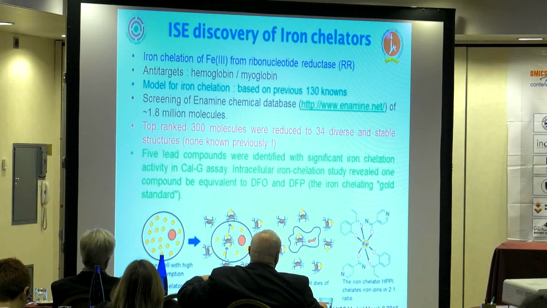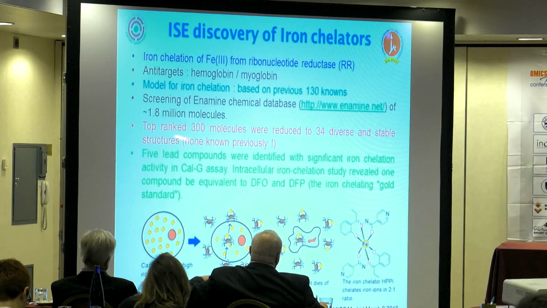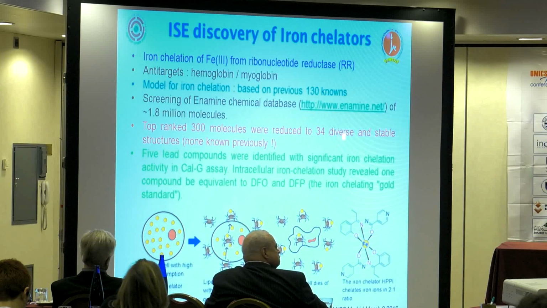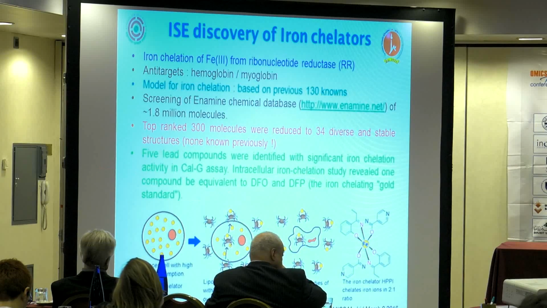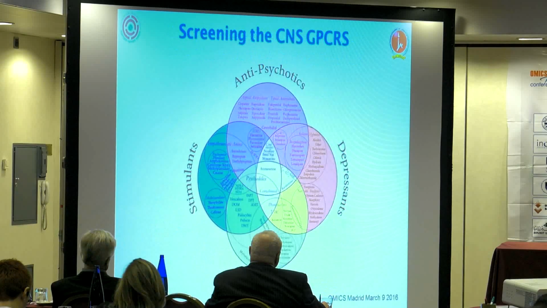And another recent success is the ISE discovery of iron chelators. In this case, we are trying to chelate ferric iron from ribonucleotide reductase. It's an idea for cancer studies. We have anti-targets, which we don't want to touch. We don't want to touch hemoglobin and myoglobin. When we screened 1.8 million molecules, we found 300 that could be active, but we chose the 34 most diverse structures, and 5 of them were shown already to be iron chelators of a new type that has never been seen before.